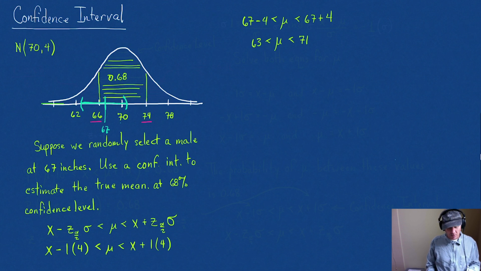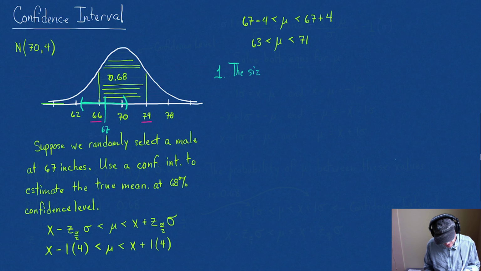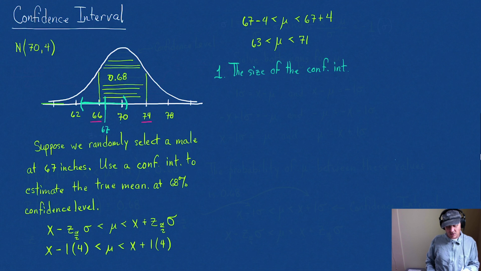Well, this brings up two concerns. There's two concerns here. And let me write these down. One of our concerns that probably jumped off the page at you is this: the size of the confidence interval. I mean, think about this, 63 to 71 inches. A person that's 63 inches tall is only 5 feet 3 inches, versus a person 71, that would be 5 feet 11 inches.